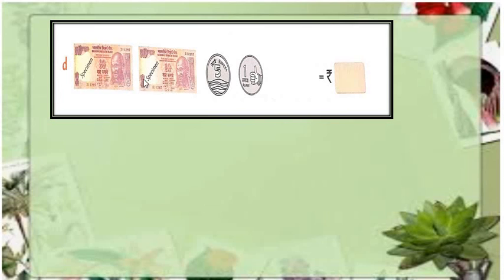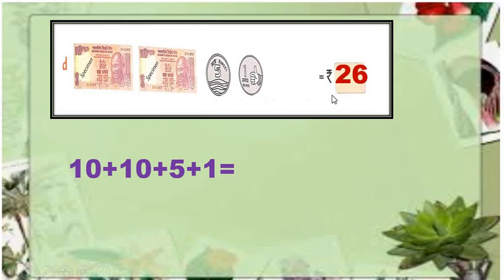So as we have 2 10 rupees notes, 1 5 rupee coin and 1 1 rupee coin. 10 plus 10 plus 5 plus 1. 10 plus 10, 20. 20 plus 5, 25. Plus 1, 26. Here we have total 26 rupees.